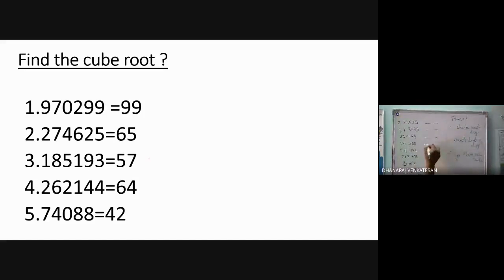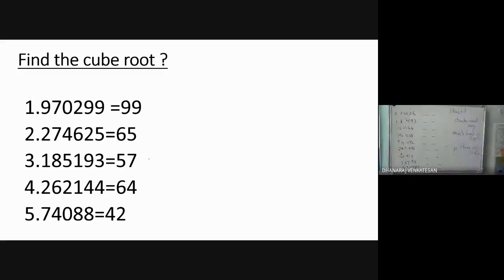Okay. Is it visible? Okay. These are the questions you can solve. You can check how fast we can solve. If it is 5, I told you to put 5. Only the last 2 digits, you have to go through the table. 274 will come between 6 and 7. Directly put 6. Okay, you have to solve like that.